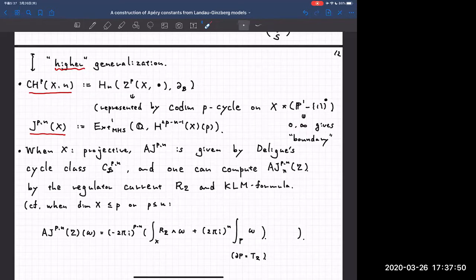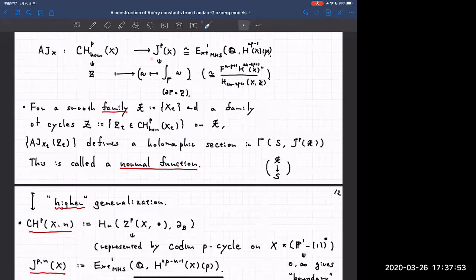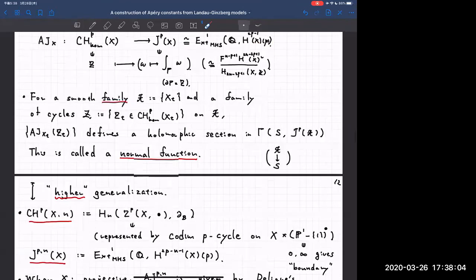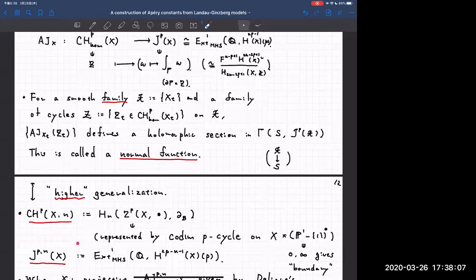On the other hand, please recall that the intermediate Jacobian J^p(X) has an expression by using the extension class of a certain cohomology class. So for the higher degree case, by using this double degree, we can also generalize the intermediate Jacobian. I want to note it as J^{p,n}(X). It is given by an extension class, again, on the category of mixed Hodge structures of H^{2p-n-1}(X, Q(p)). So here we use both the information of p and n to define it.